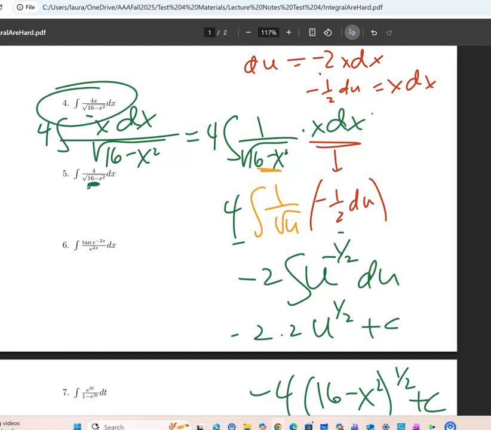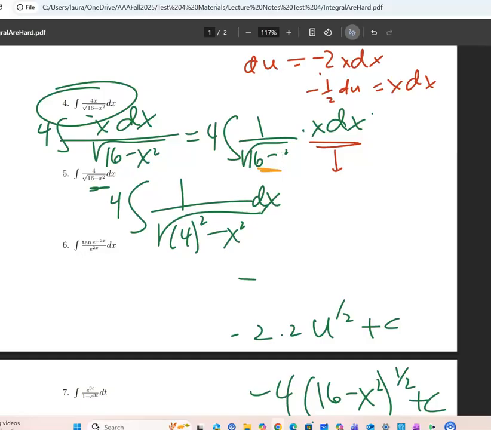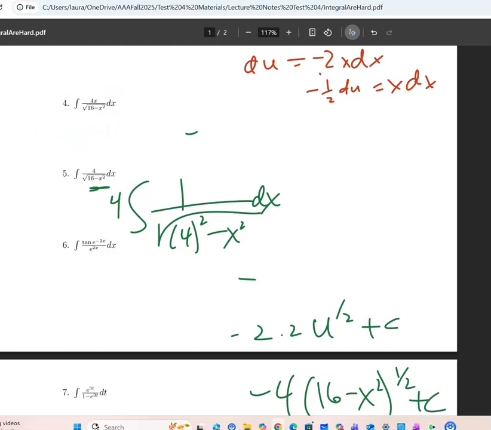Number 5, let's remind ourselves, I think we know this from the new thing we've got memorized. By month, you're going to have all this memorized, right? So this is the same thing as saying the number 4 times the square root of 4 squared minus x squared dx. So that fits the pattern for the arc sine. So then you get equals, the number 4 carries along, and I get the arc sine of x over 4 plus c, and you're done.